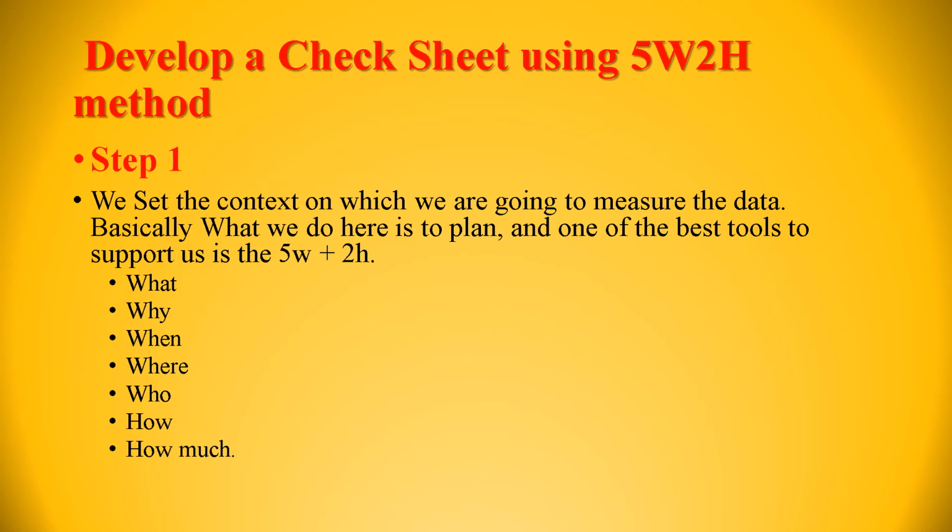The 2 Hs: how and how much. How means how will it be done. You have to explain the process, the method that you are going to use for that. What is the method you are going to use for data collection. That is how. Last one is how much. In addition to that, you have to explain how many times you are going to collect the data.